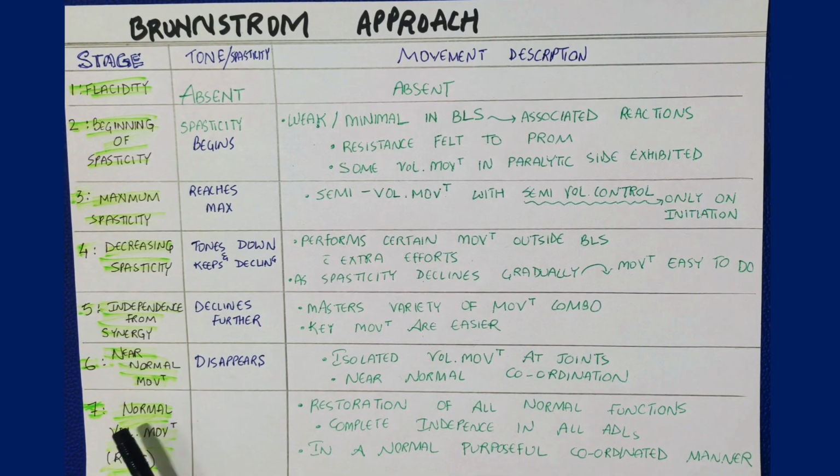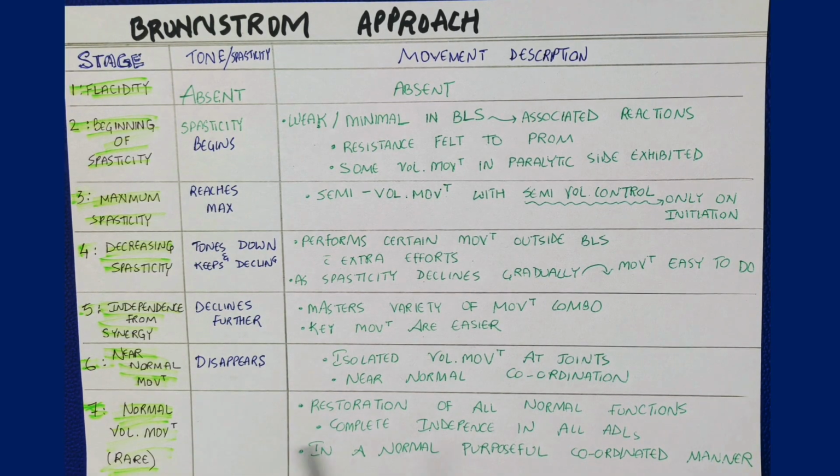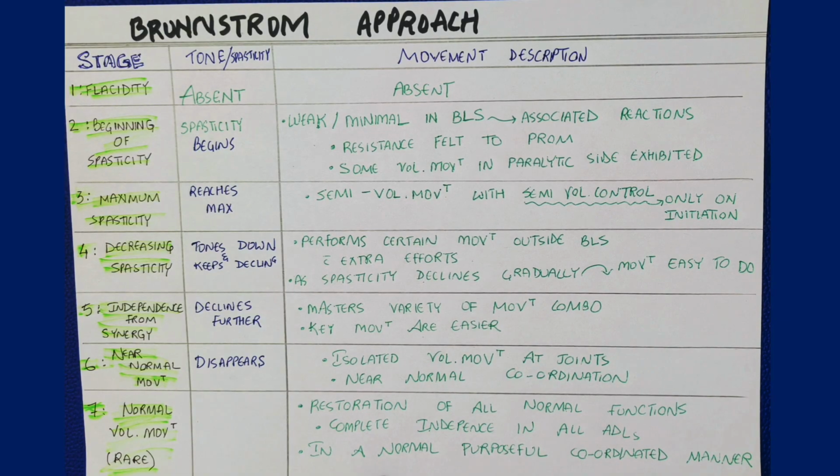Stage 7 is normal voluntary movement. It is said that it is a rare scenario that a patient will completely recover and reach stage 7. So here restoration of all normal functions is seen, with complete independence in all activities of daily living. The movements are in a normal, purposeful, coordinated manner.